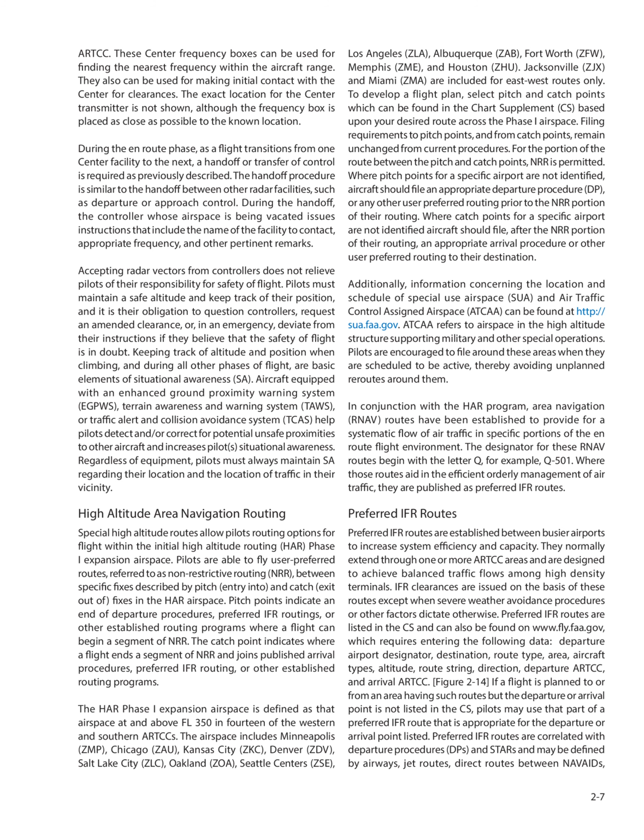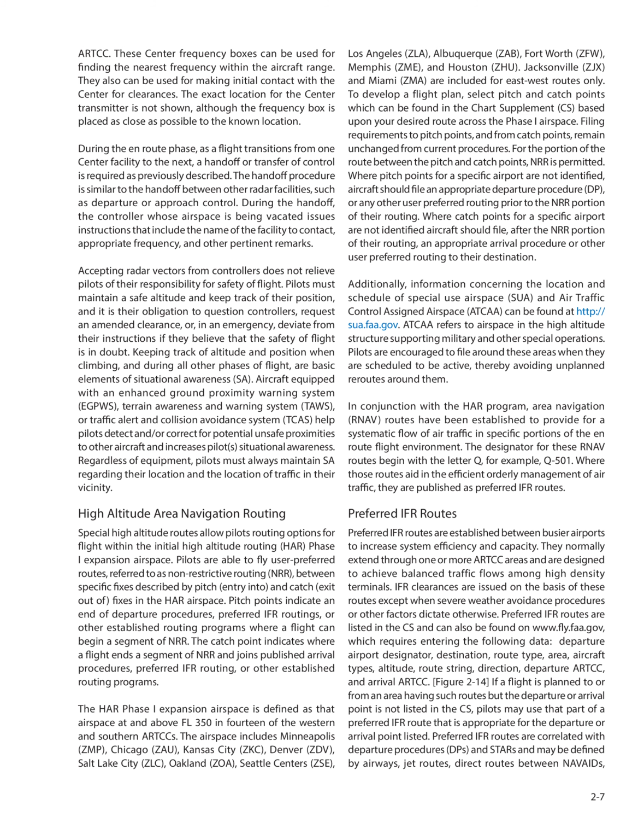To develop a flight plan, select pitch and catch points which can be found in the chart supplement, CS, based upon your desired route across the phase I airspace. Filing requirements to pitch points, and from catch points, remain unchanged from current procedures. For the portion of the route between the pitch and catch points, NRR is permitted. Where pitch points for a specific airport are not identified, aircraft should file an appropriate departure procedure, DP, or any other user-preferred routing prior to the NRR portion of their routing. Where catch points for a specific airport are not identified, aircraft should file, after the NRR portion of their routing, an appropriate arrival procedure or other user-preferred routing to their destination.